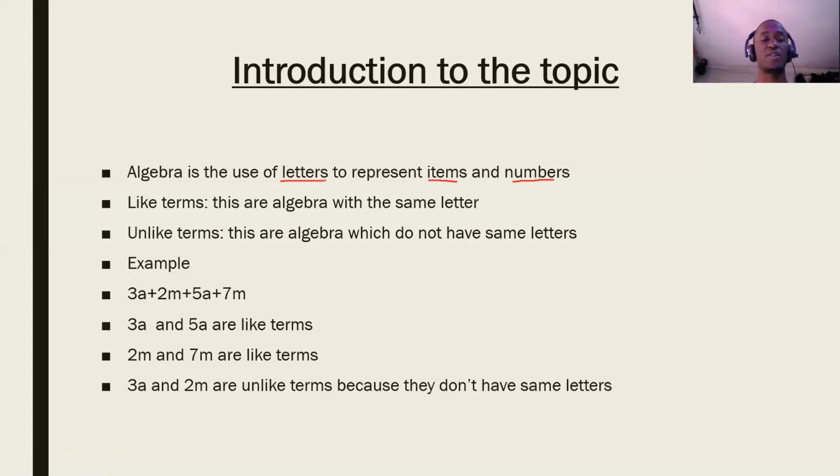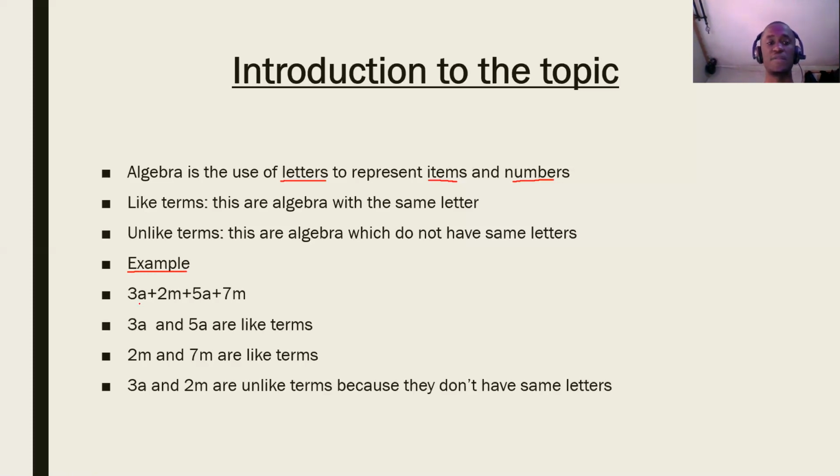Then we have got something called like terms. What are like terms? Like terms are algebra with the same letter. Algebras with the same letter are known as like terms, and unlike terms are algebra which do not have the same letters. I have an example here, class.